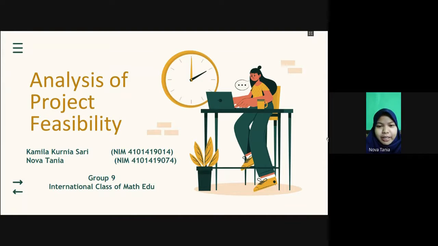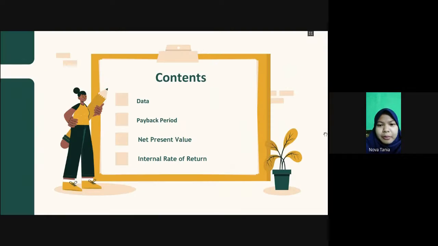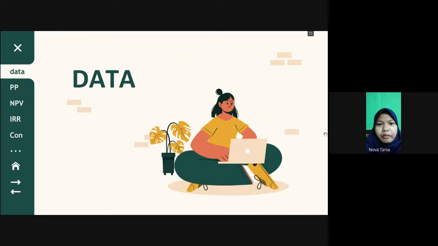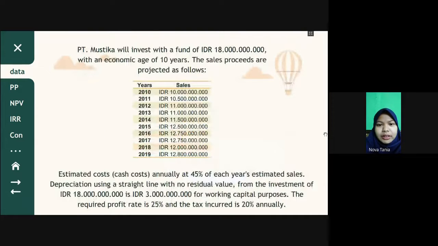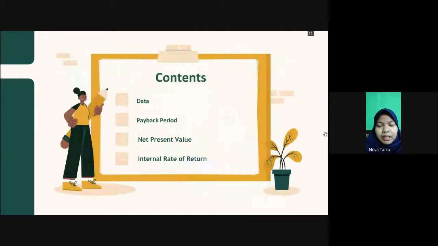My name is Tania and my friend is Kamila Kurnia Sari. We are going to present about analysis of project feasibility. Next, Kamila. Okay, the contents of our presentation. We will present our data, and then we will present the result analysis using the payback period method, net present value, and then the last using the internal rate of return.